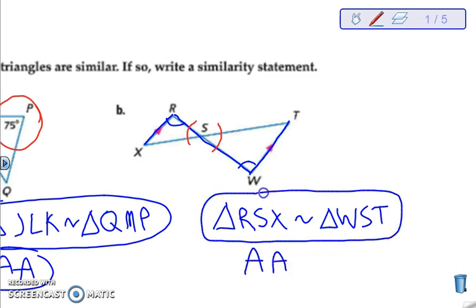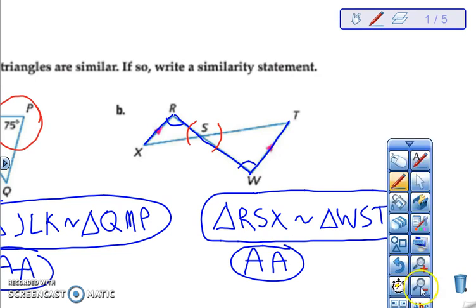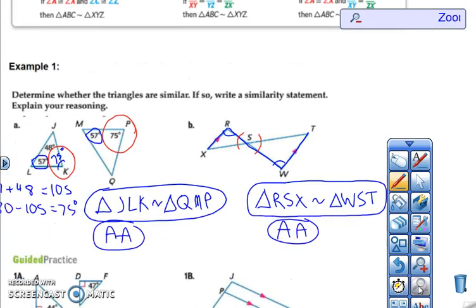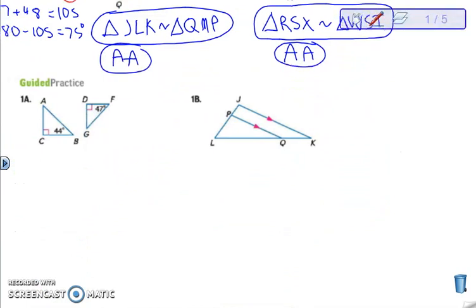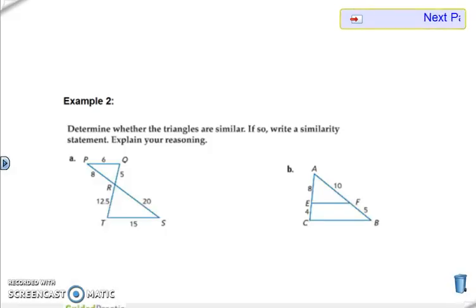So just like with congruent statements, the similarity statements have to match up the corresponding angles and sides, so be aware of that when you're filling these in. Let's go ahead and try guided practice 1A and B on your own. Let's look at the next example.